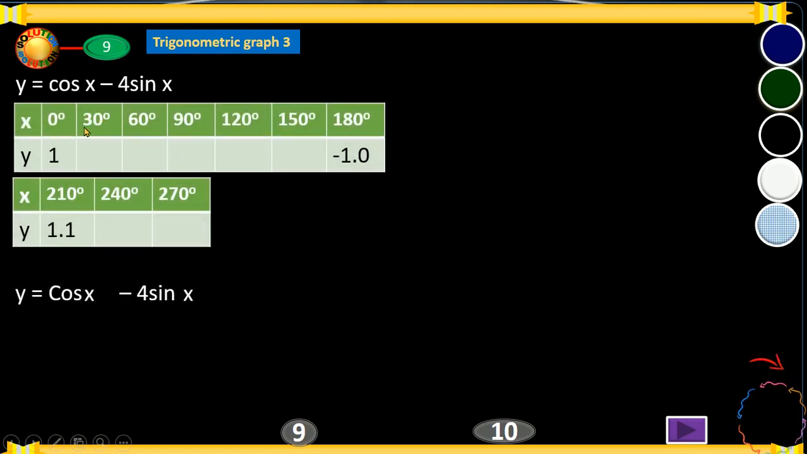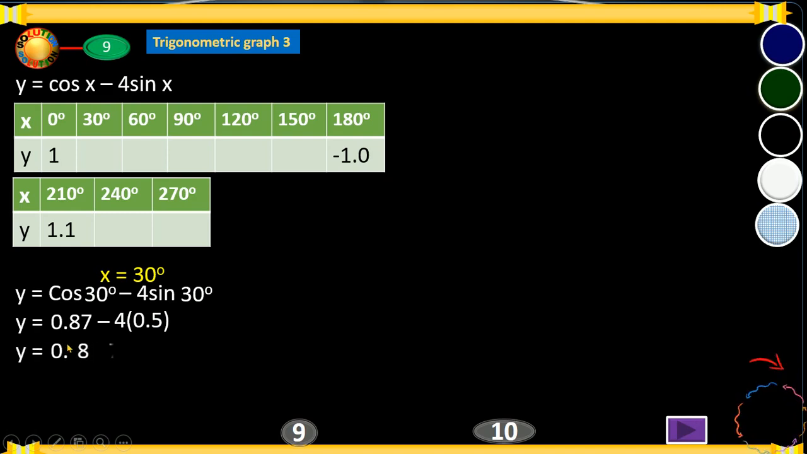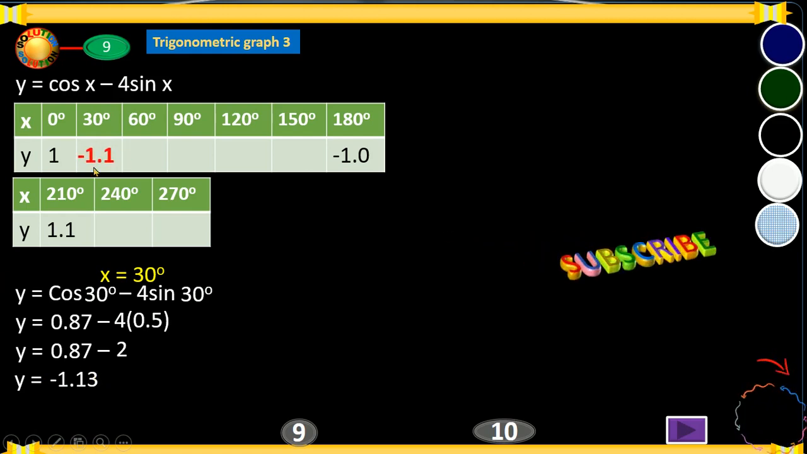Now we are going to find the value of y when x is 30 degrees. If x is 30 degrees, we replace this x with 30 degrees, and then we simplify. Cos 30 is 0.87. Sin 30 is 0.5. So now we are going to simplify again. 0.87 minus 2. Then y is equal to minus 1.13, which to one decimal place is minus 1.1.